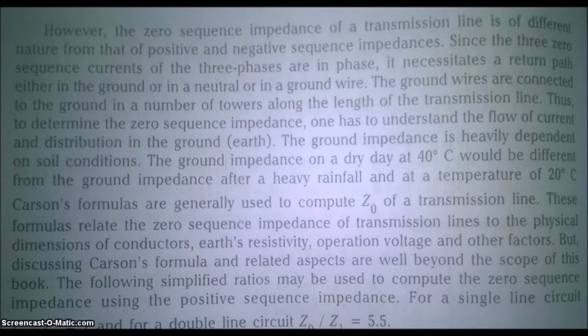The Carson formulas give us a relationship between the zero sequence impedance and the physical dimensions or the conditions of the conductor, like the earth's resistivity, operation voltage and other factors. The ratios given below can help us compute the zero sequence impedance using the positive sequence impedance. For a single line circuit, Z0 by Z1 is equal to 2, and for a double line circuit Z0 by Z1 is equal to 5.5.